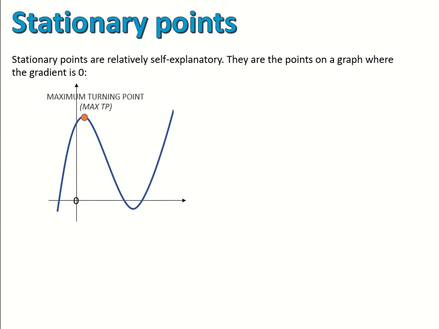Okay, so that's a stationary point there. That's what we call a maximum turning point, as you've already seen, and you'll see me refer to it as a max TP. And then the one at the bottom there is a minimum turning point, a min TP.